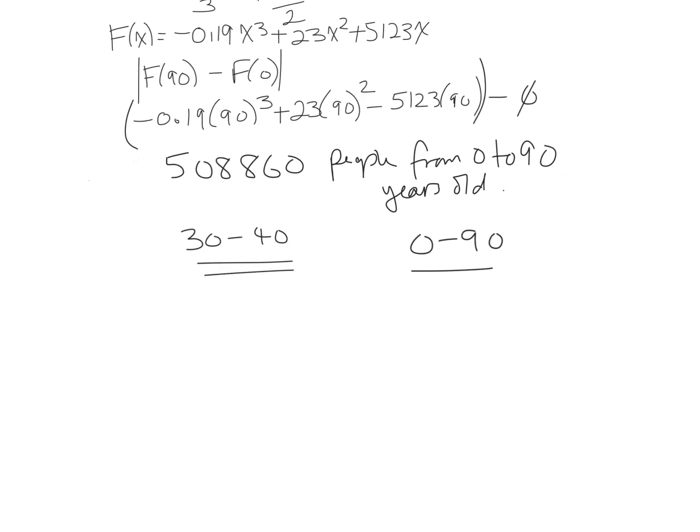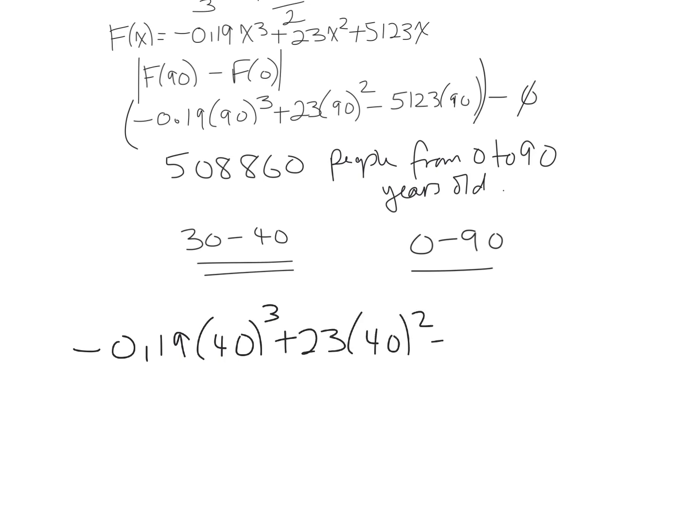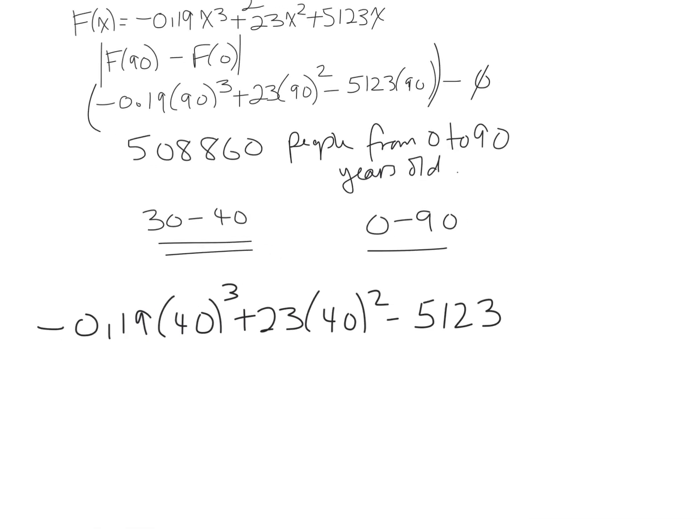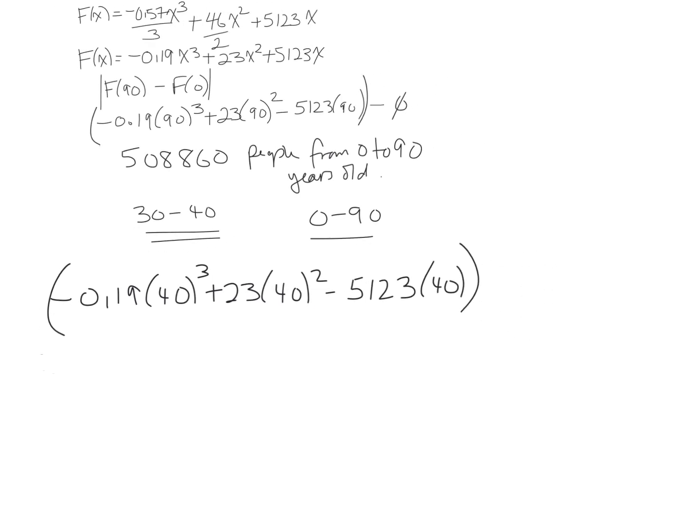So let's go back. We have negative 0.19 times 40 cubed plus 23 times 40 squared. Doesn't matter if we do 30 minus 40 or 40 minus 30. But if you get a negative number, you know you've got to take the value, not the sign. So I always try to position it so that I get the positive value. Okay, so that's in big brackets. Whoops, and then subtract. And I might have to write this on another line.